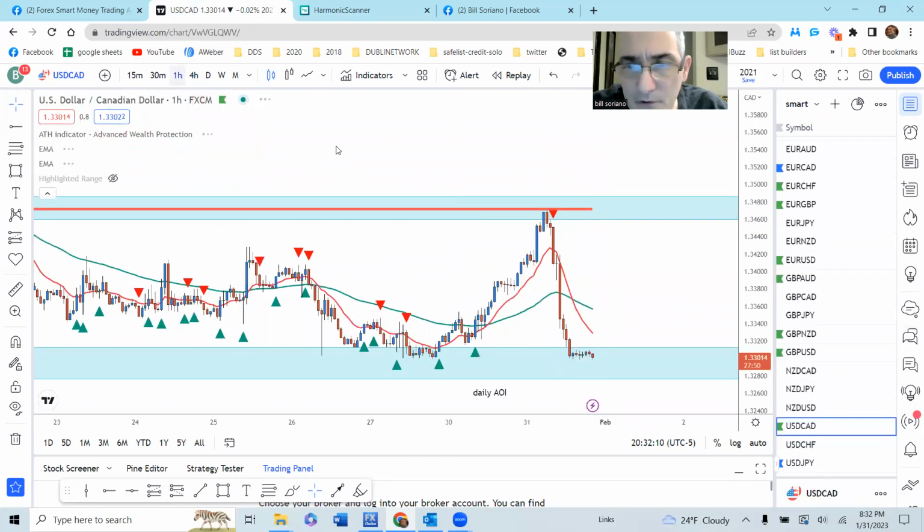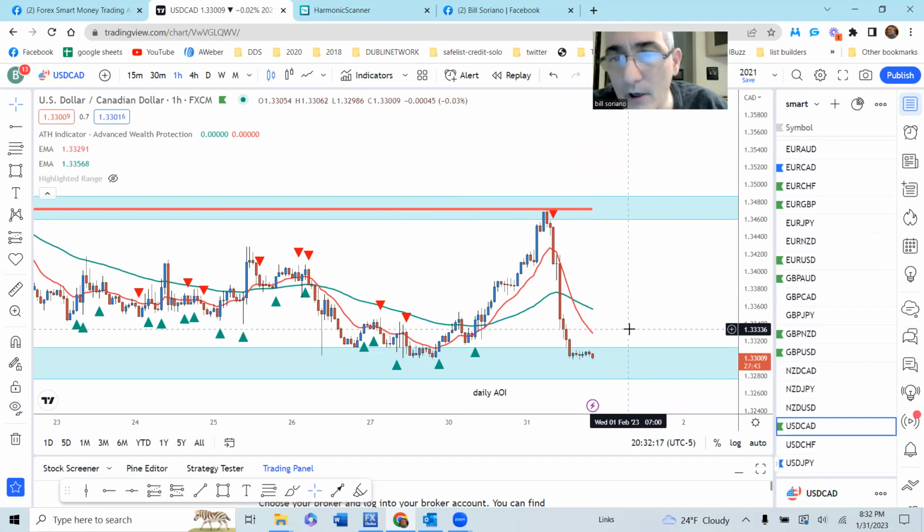But now when you look on the 1-hour chart, you can see right here, prices just moved down into our area of interest. And again, we have no double bottom yet, we have no candlestick pattern, we have no ATH.